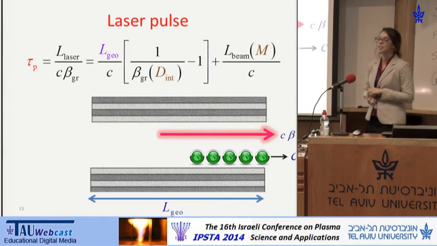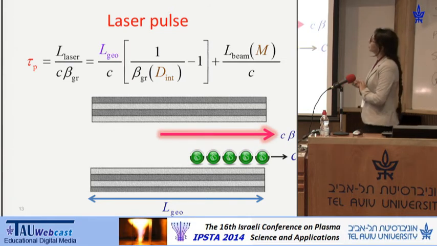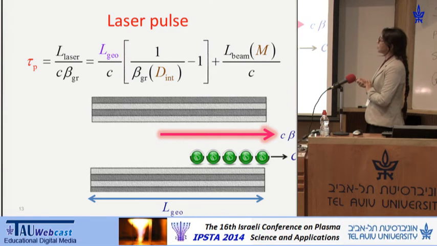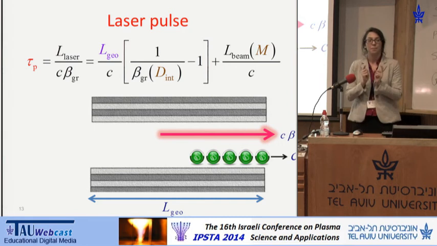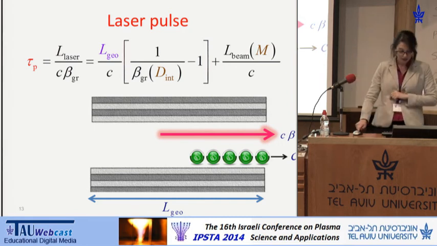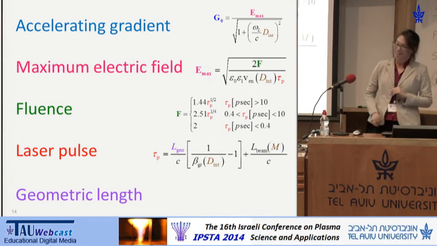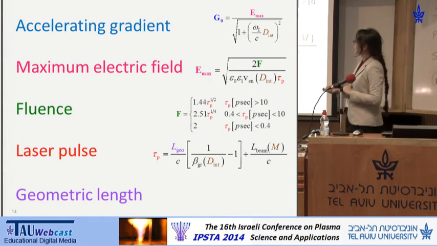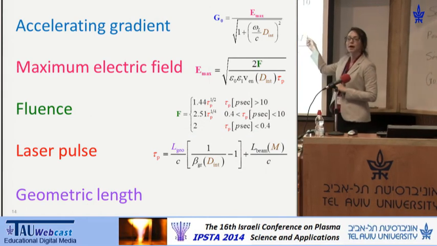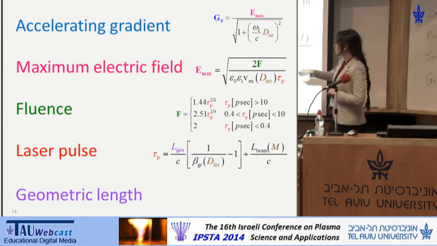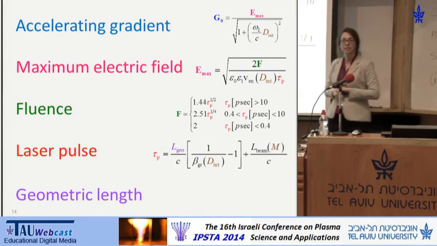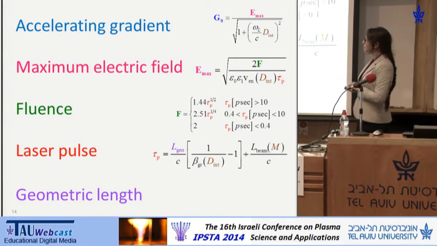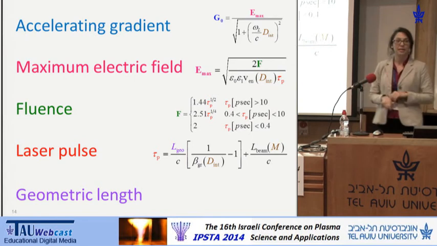These two constraints are given in this formula, where the first term stands for the delay time, and the second term stands for matching the macro bunch length to the laser. We're almost there. We see that the pulse duration depends on m, the number of micro bunches, and on the half vacuum clearance. We still need to define the geometric length of our accelerator.